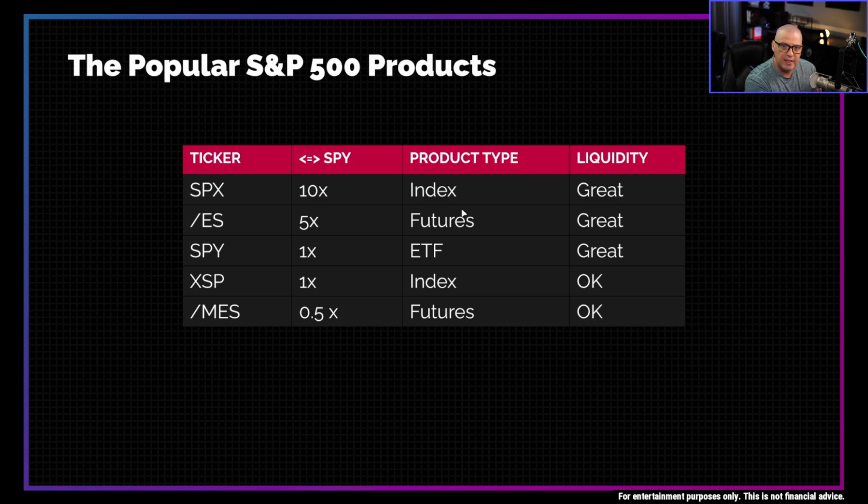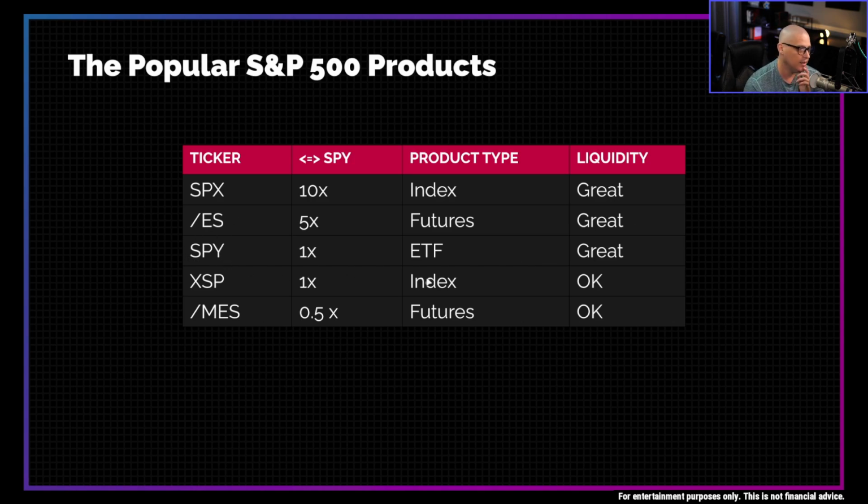So if you sell a naked put, for example, and it gets assigned, it will be delivered to you as one futures contract. Liquidity for the ES futures is fantastic. Just like SPX had great liquidity, the ES futures also have great liquidity. Again, these are some of the most liquid products that you could possibly trade, and probably the most liquid product that you could possibly trade is actually SPY.